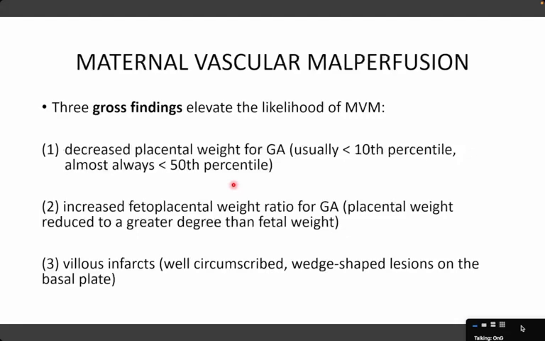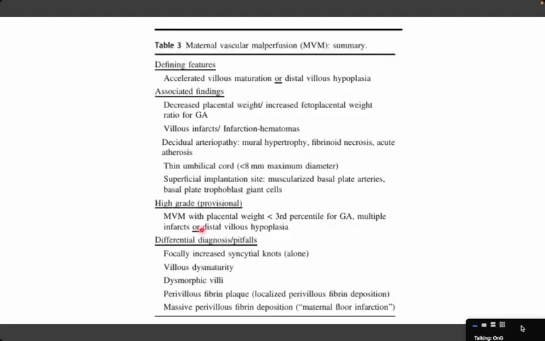The decreased placental weight for gestational age, usually, as he said, less than the 10th centile, but almost always less than the 50th percentile. An increased fetal placental weight for gestational age because the placental weight is reduced to a greater degree than the fetal weight, and villus infarcts.